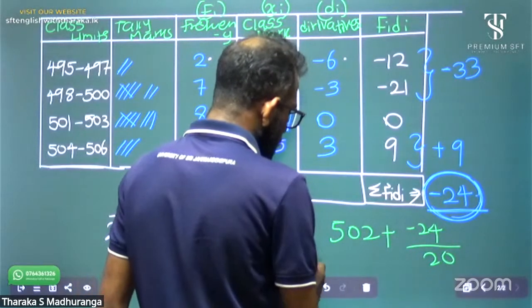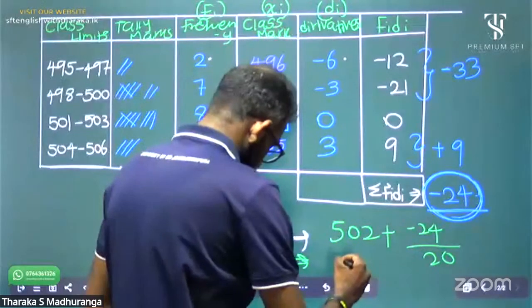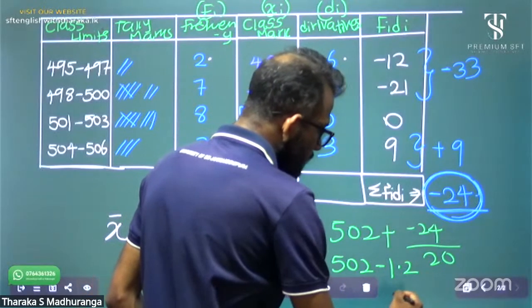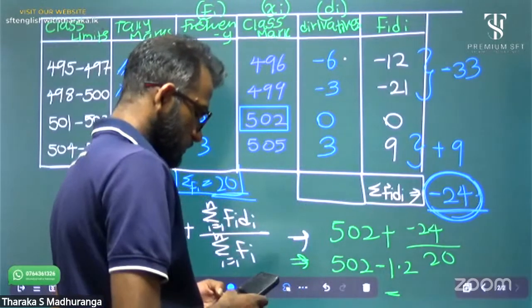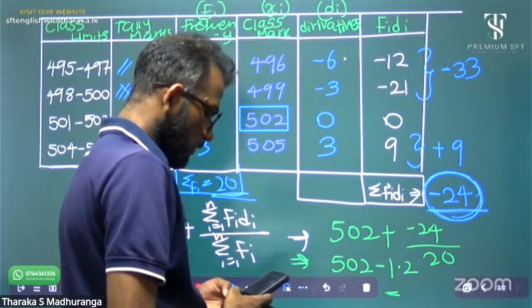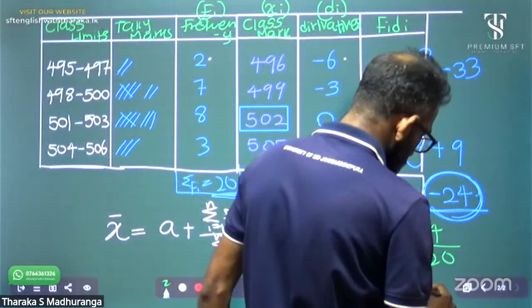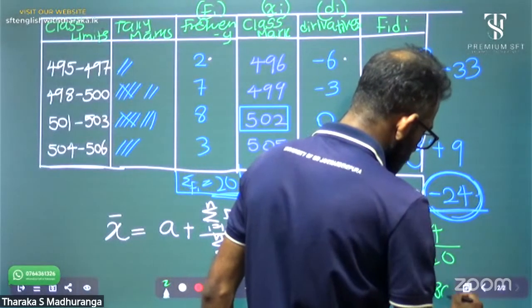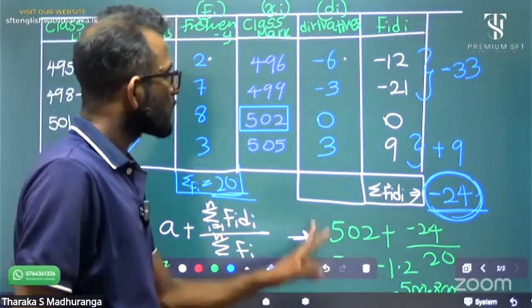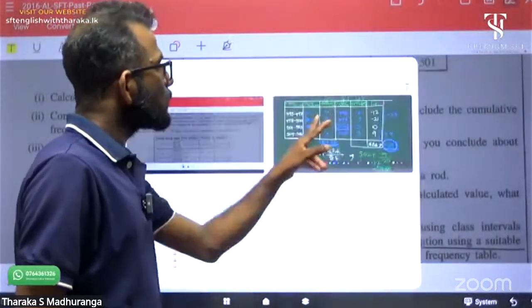Then 502 minus 1.2, it is 500.8. 500.8 centimeters. But I have a problem.